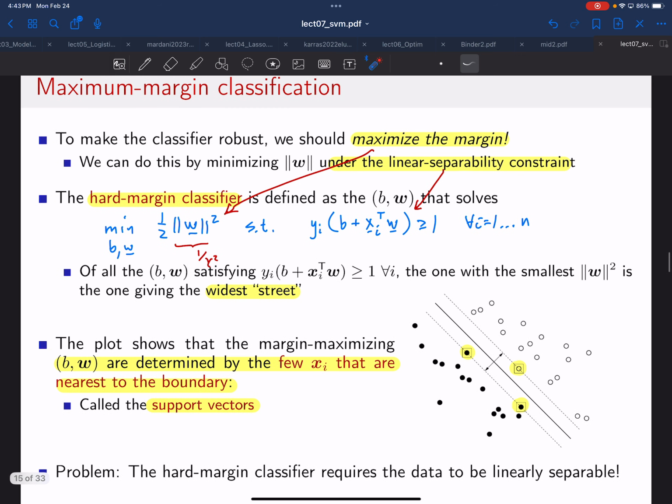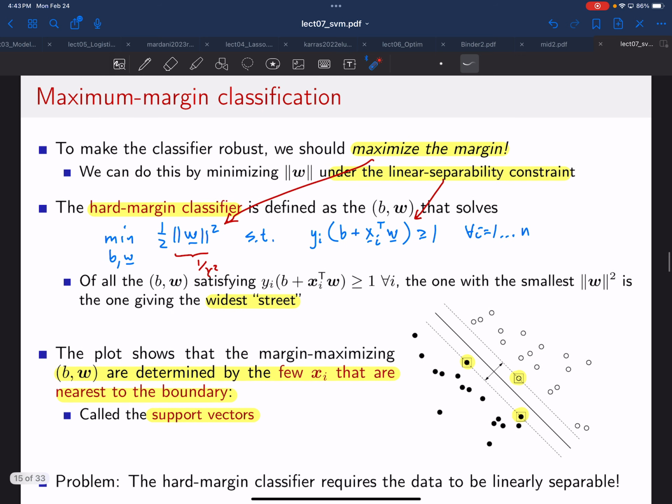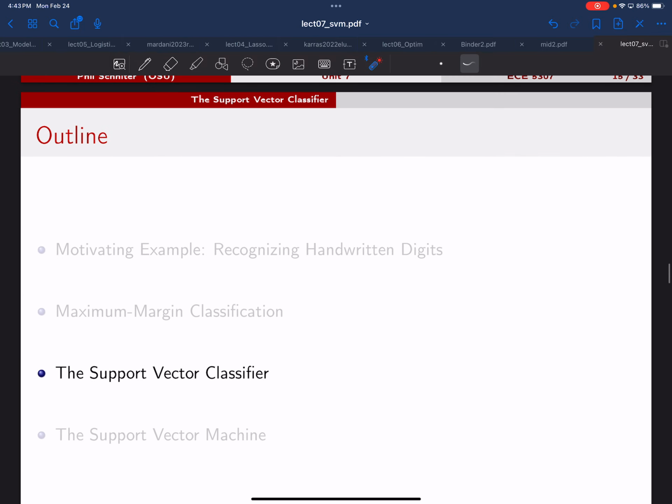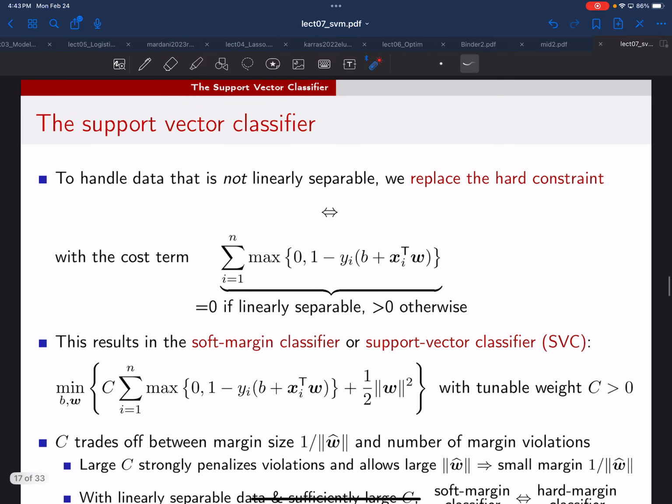All right. Before we go on, are there any questions on anything here? Okay. So this is how we're going to handle this data that is not linearly separable.